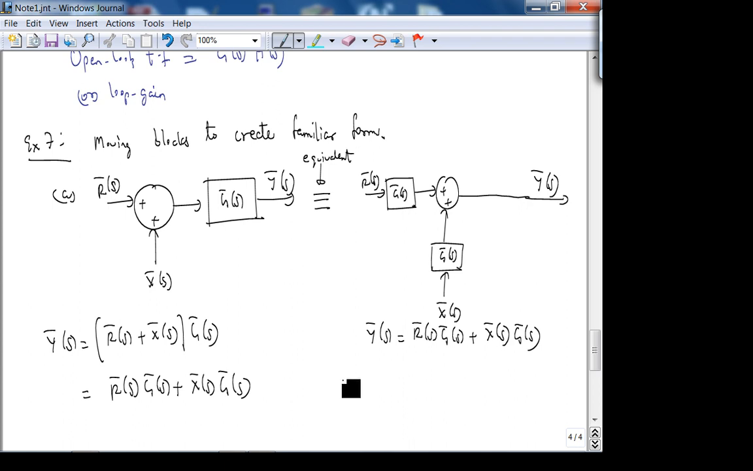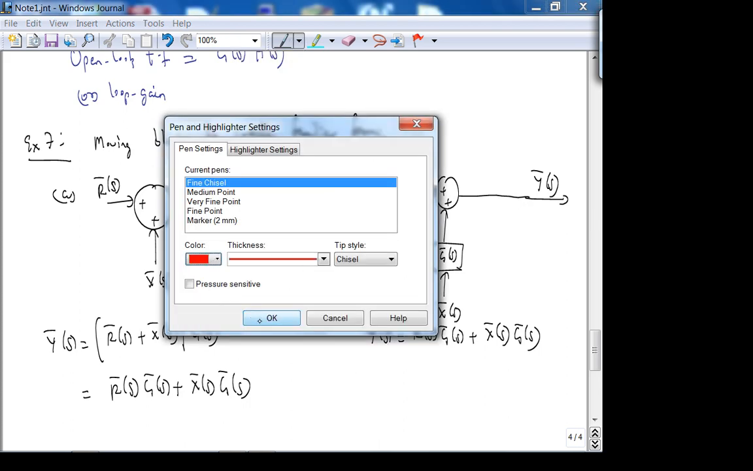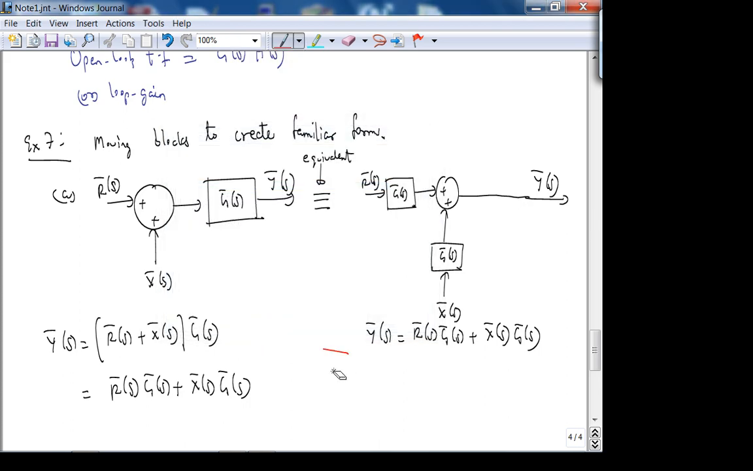Okay, so there's no feedback here, but let's say the summing junction had a negative sign. It doesn't matter where, over here. So what changes? Just changes here, right? Like that, like that, like that, right?